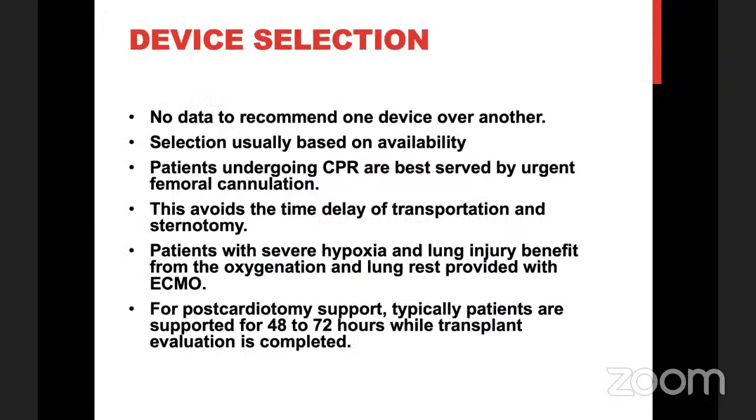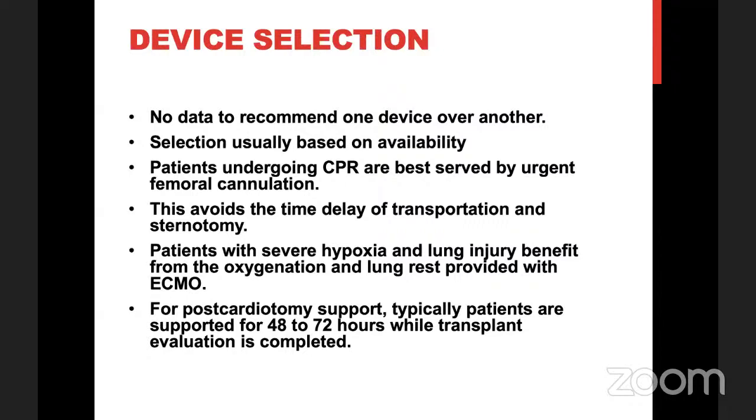So in general, device selection, no data to recommend one device over another. Selection usually based on availability. Patients undergoing CPR are best served by urgent femoral cannulation, so to avoid delay of transportation and sternotomy. Patients with severe hypoxia and lung injury benefit from oxygenation and lung rest provided with ECMO.